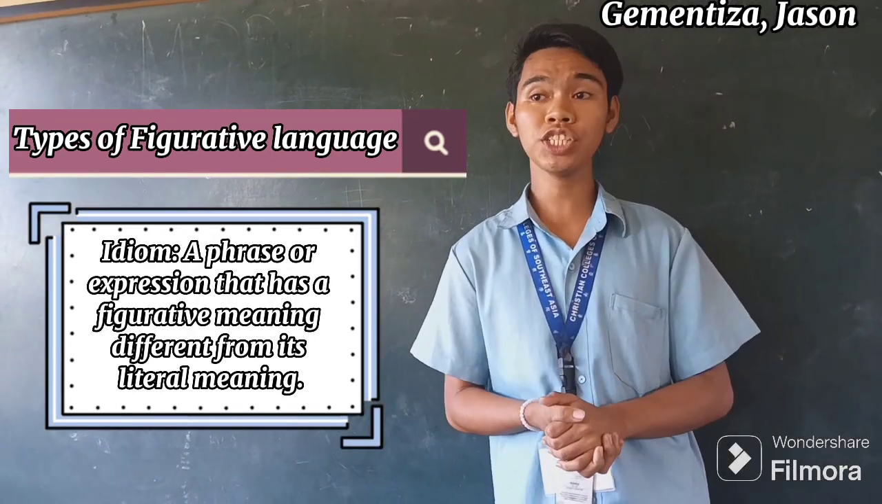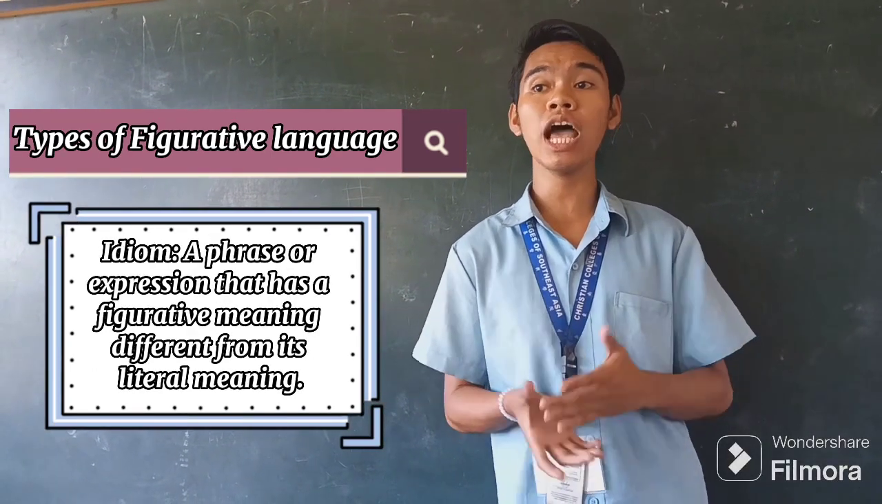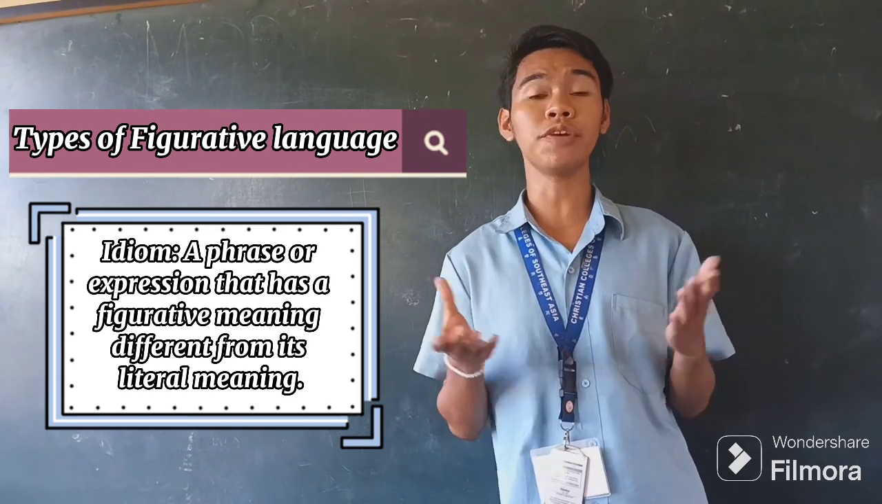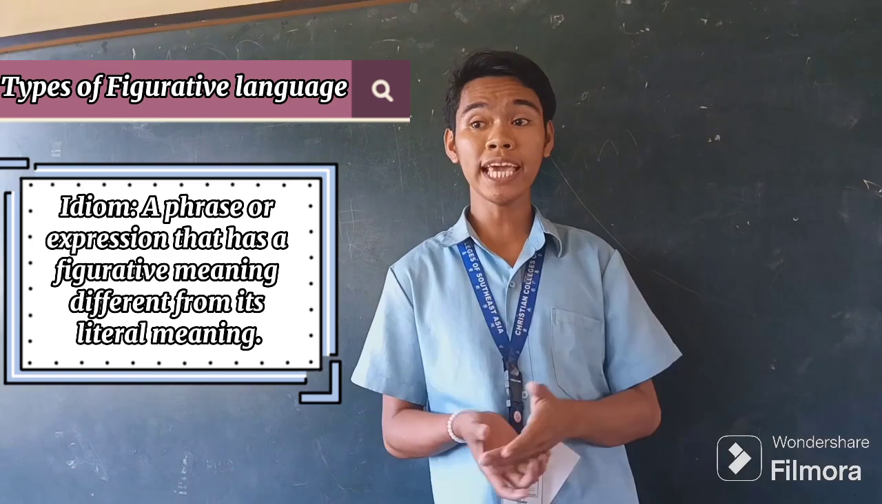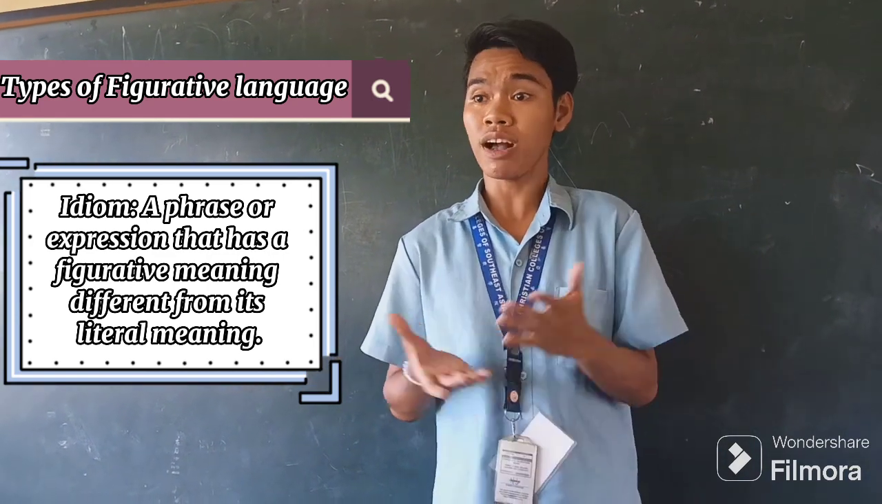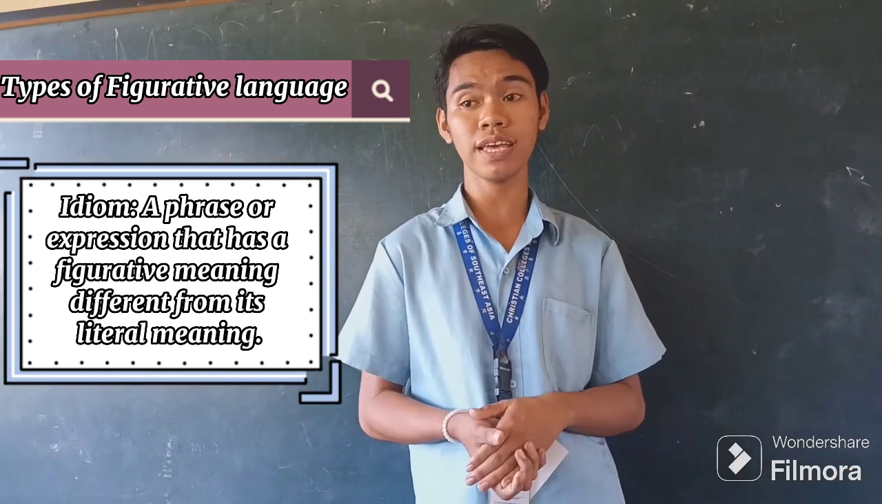Idiom, a phrase or expression that has a figurative meaning different from its literal meaning. For example, my grandmother's garden is flourishing because of her green thumb. The children could not play baseball because it was raining cats and dogs outside. You must play your cards right to win at the game of life.